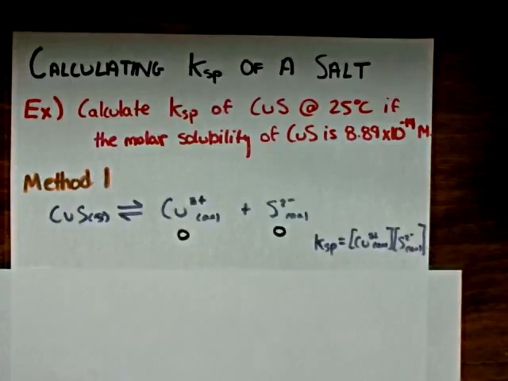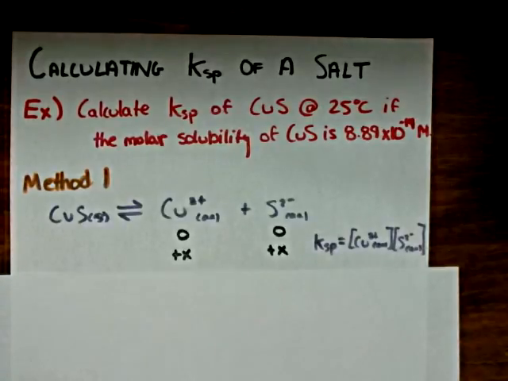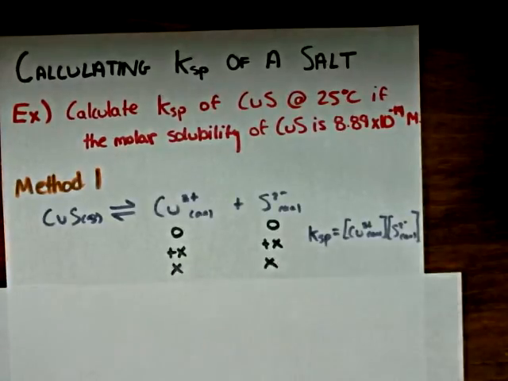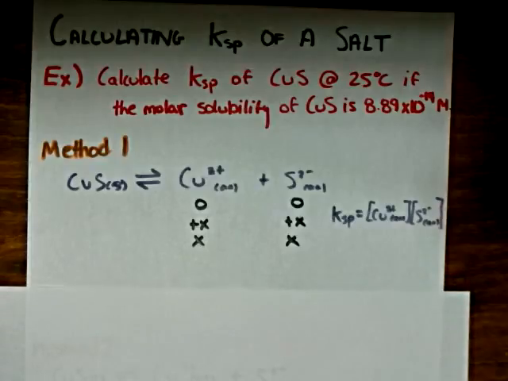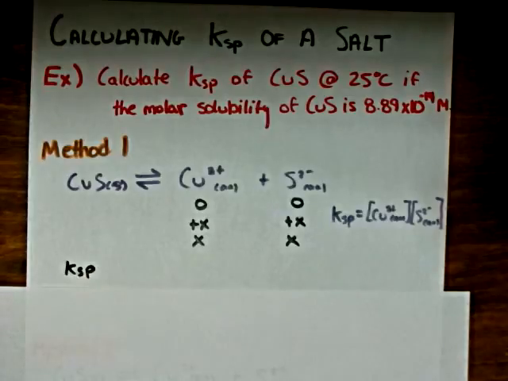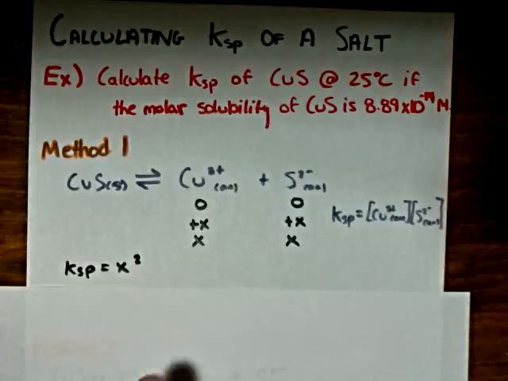And we'll have a change in concentration equal to plus x. And I didn't write it down, but we know that x is equal to the change in concentration of the copper 2 ion, which is equal to the change in the concentration of the sulfide ion. So that at equilibrium, we have a concentration of x for both of the ions. And we know from our equilibrium expression that the KSP value will be equal to x squared, because the concentration of both of the ions is equal to x, and therefore combined they're equal to x squared.